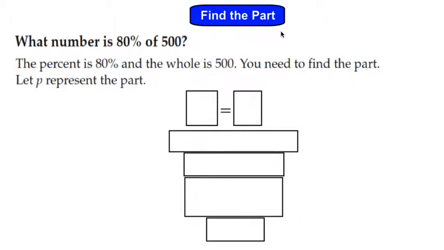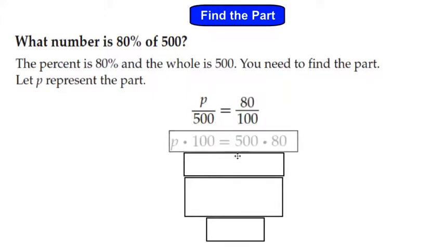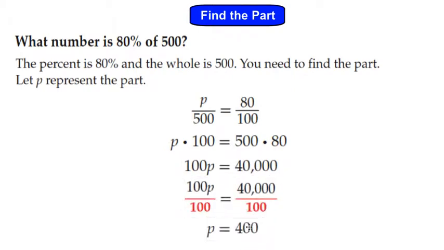Find the part this time. What number is? So we're looking for the is part. We have the percent and we have the whole. So the percent is 80%, the whole is 500. We need to find the part. We're going to let P represent the part. So what number we're looking for is over of, over 500, equals 80 over 100. Again, solving using proportions, we end up with P equal to 400.